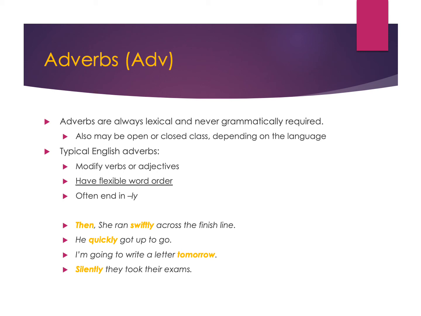So I could say, swiftly she ran across the finish line, or she ran across the finish line swiftly. And in each of those cases, we still know it's telling me something about the verb, and I can move it around in the sentence. Most word classes can't be moved, and when we get to syntax, we'll see how rigid that is. Because if we move it, then it changes the meaning of the sentence. And adverbs are special in that they don't do that. So those are our open classes in English.